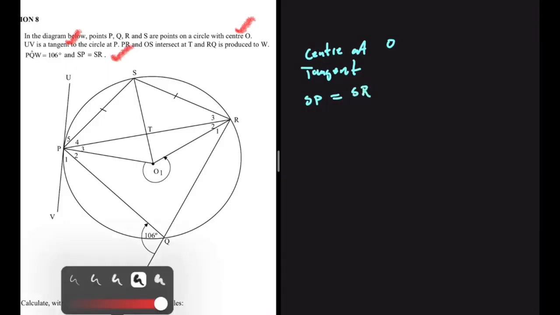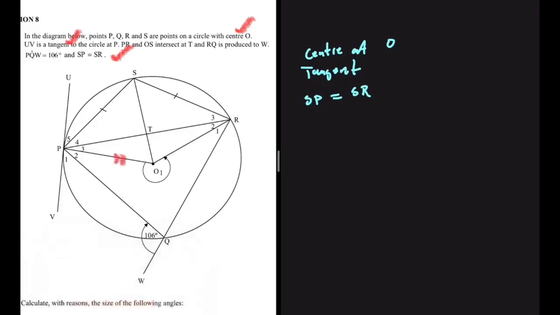From the question statement, we know that our circle is centered at O. So let's go ahead and write it down. We have a center at O. What else do we know? We know that UV is a tangent to the circle at P. So we have tangent as another keyword that you are interested in. We are also told that SP is equal to SR. So we have SP being equal to SR. If you look at your diagram, you're going to realize also that OP is equal to OR because they are radiuses. So OP is equal to OR.